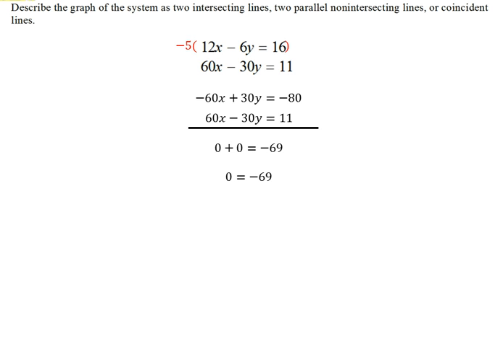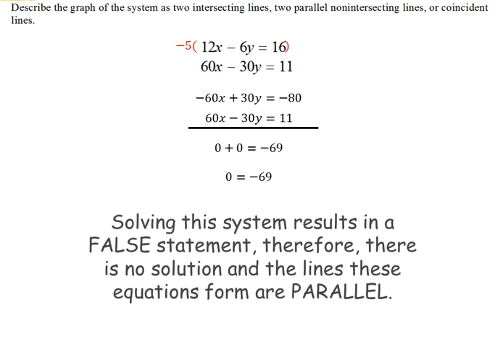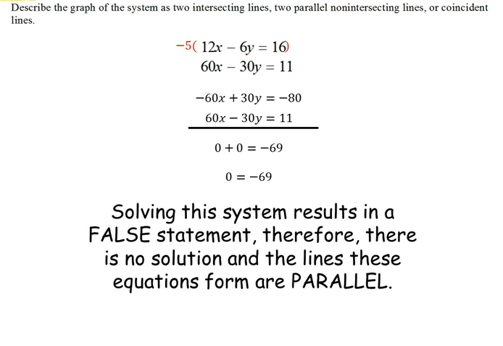So what this means is that this statement's false. Solving the system results in a false statement. 0 does not equal negative 69. Therefore, there's no solution to this system. And if I were to graph these lines, the two lines would be parallel. They would not intersect. They would have no point in common. These two equations have no point in common because they are parallel.